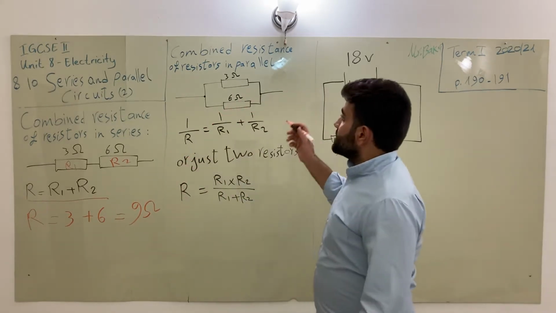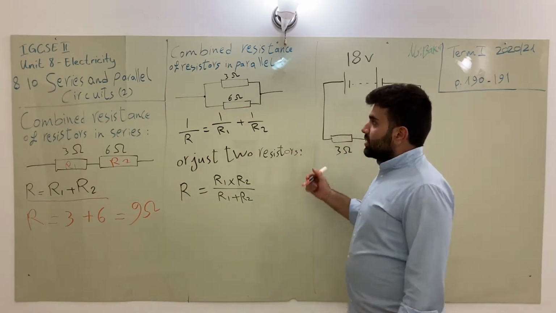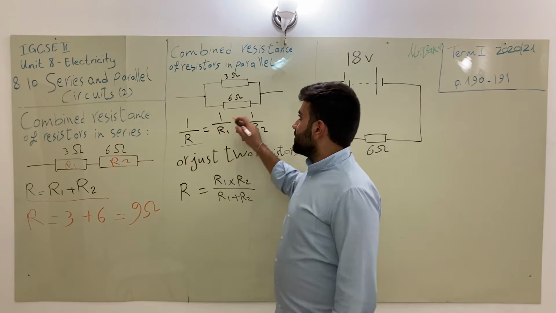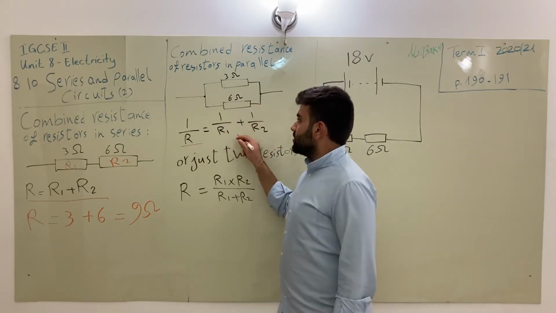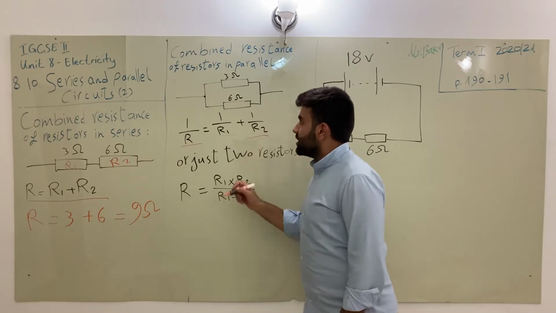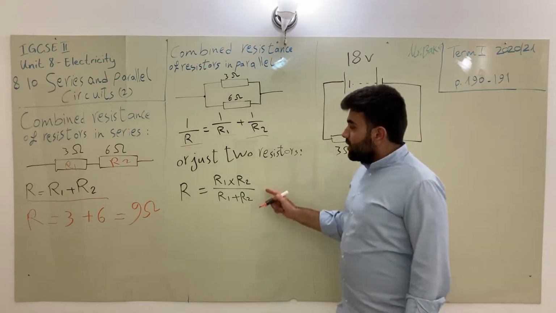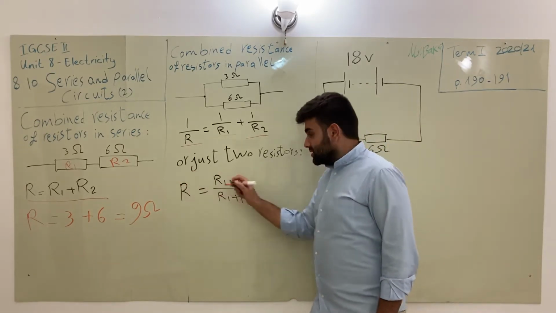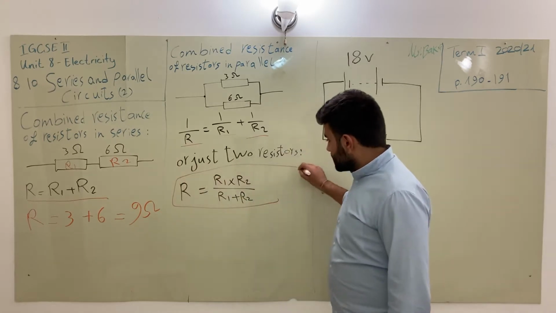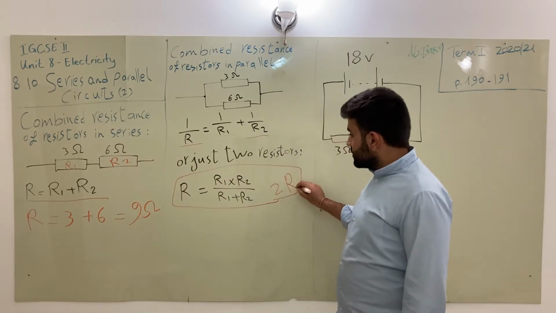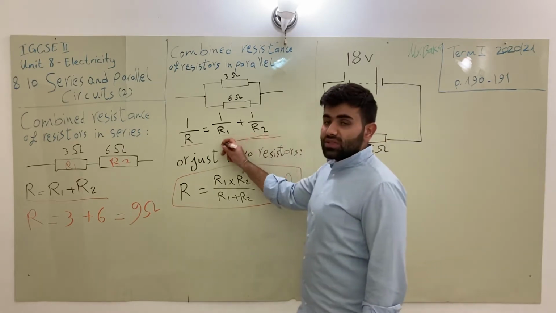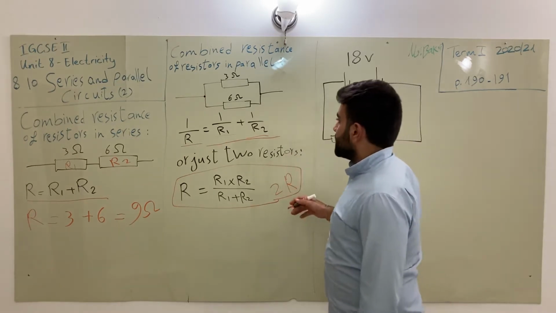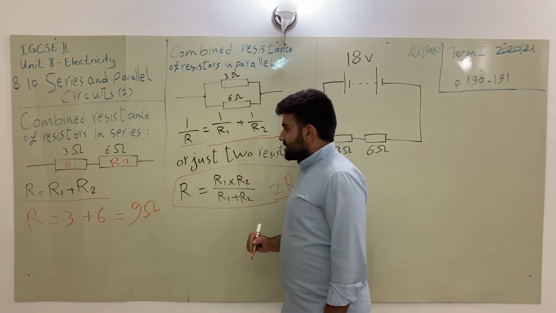Moving along, combined resistance of resistors in parallel. So here now, for resistance, it's 1 over whole R, which is equal to 1 over R1 plus 1 over R2. This way is just for two resistances. Important: this way is just for what? Two resistances, not more. This way, we can use it for 2 and above: 3, 4, 10, etc.